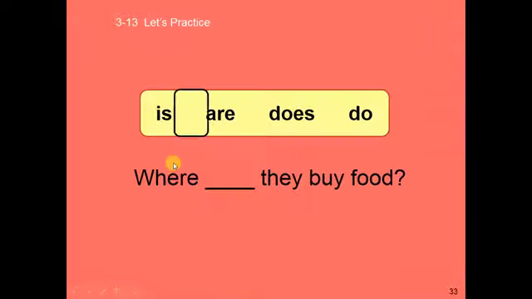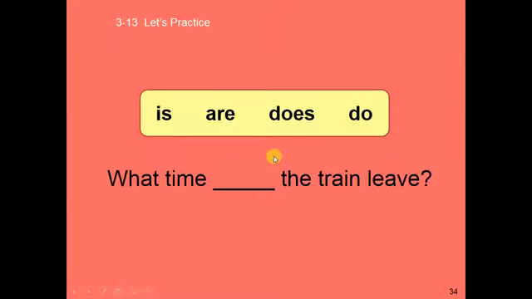Where do they buy food? Look at the subject pronoun here: they, so do. What time does the train leave? Here there is a main verb, so we will use do or does. The train means it, so we will choose does.